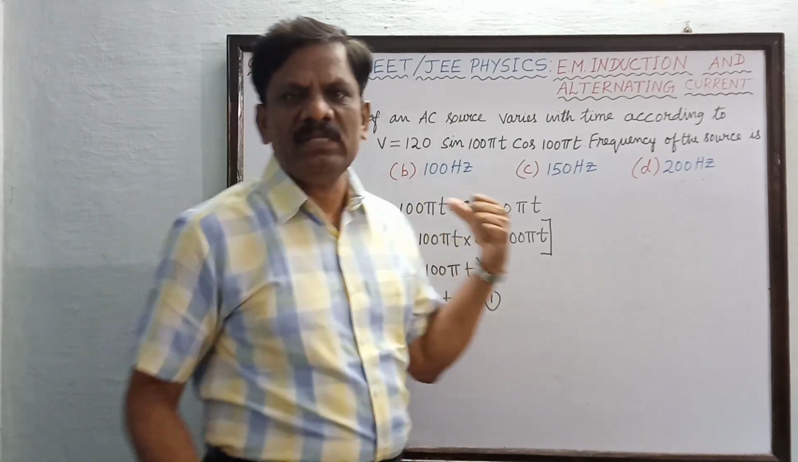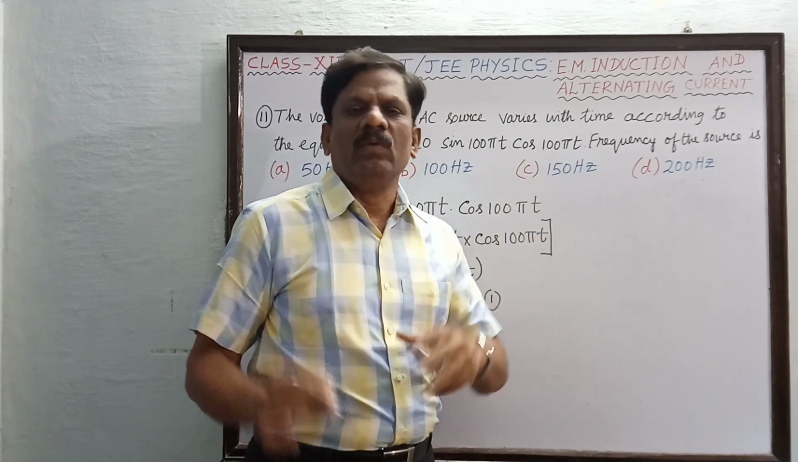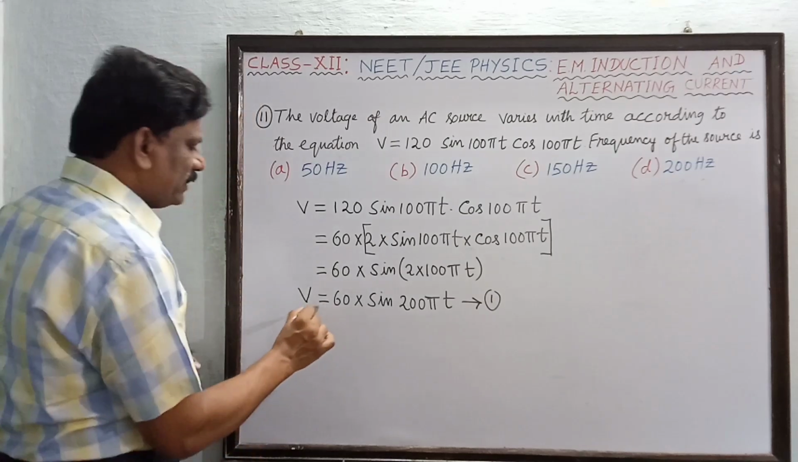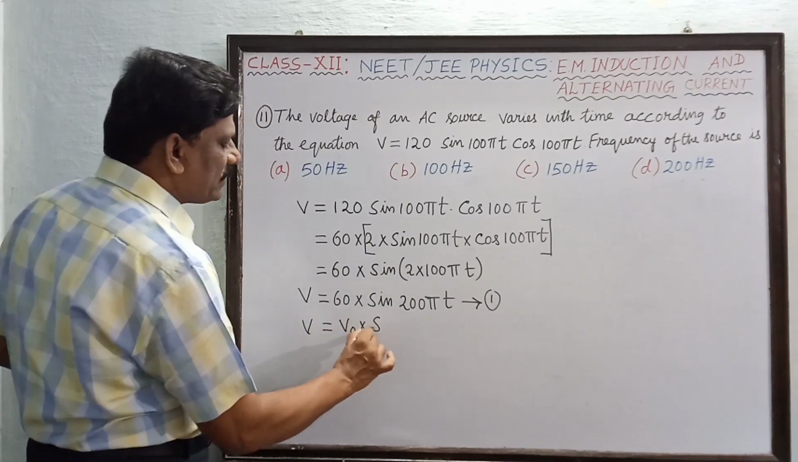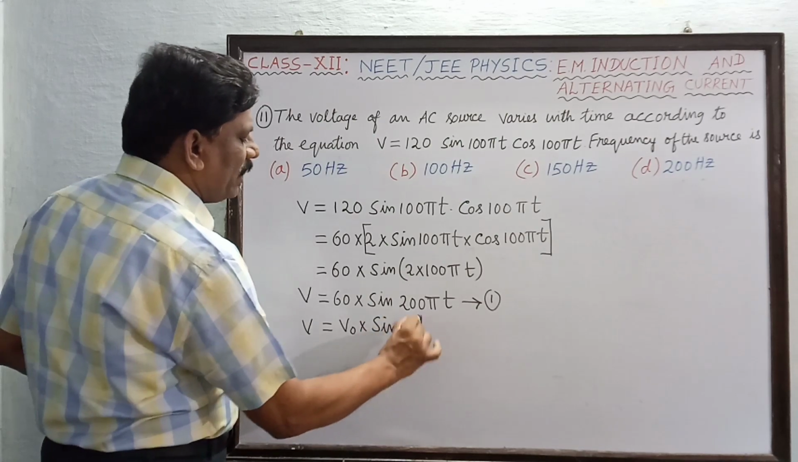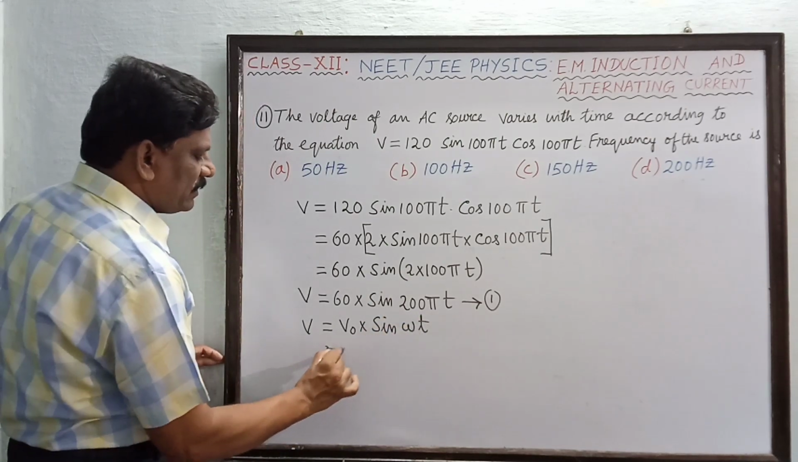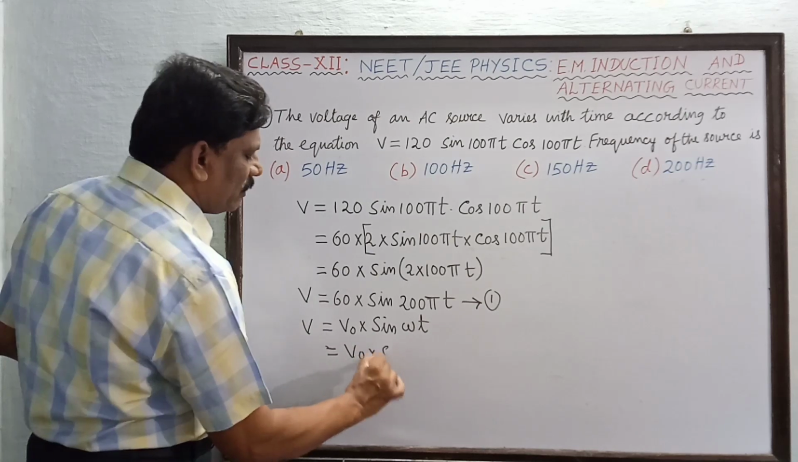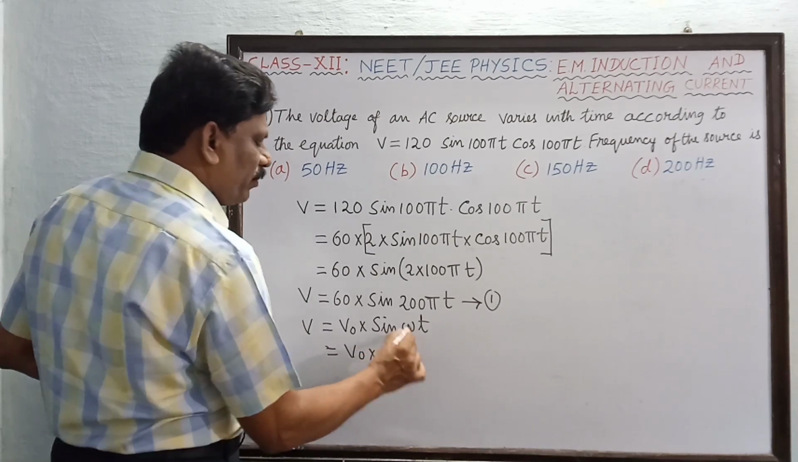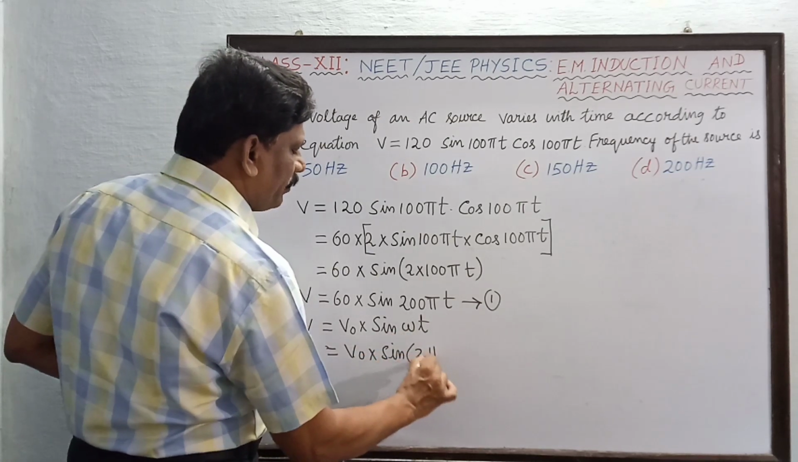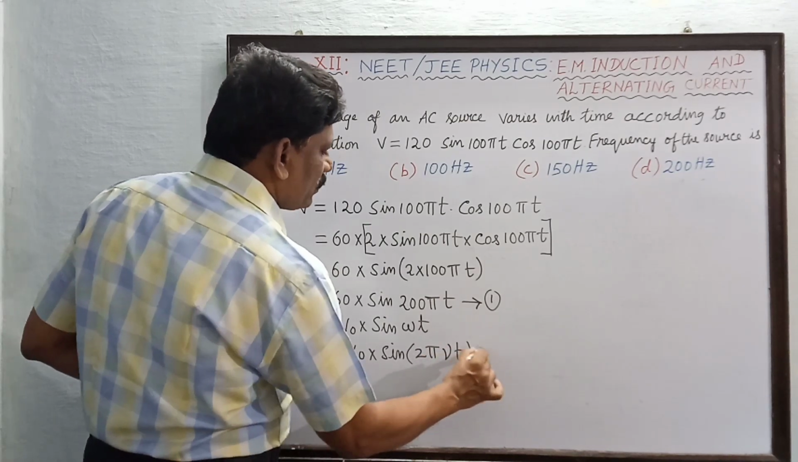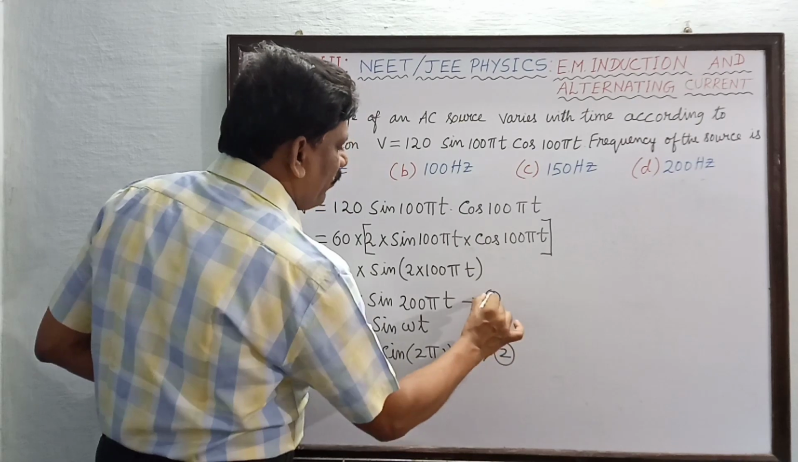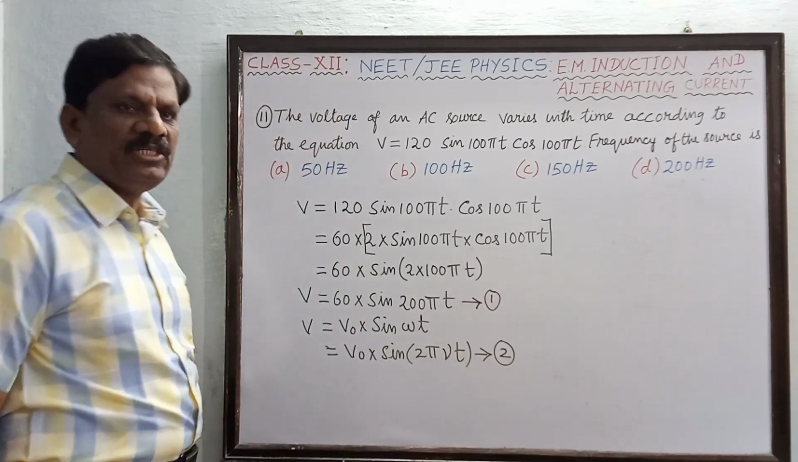Have you understood up to this? Now, what is the general form of voltage in an AC source? V is equal to V0 sin(ωt), and omega is 2πν. So V = V0 sin(2πνt). This is the general form of the AC voltage, equation 2.